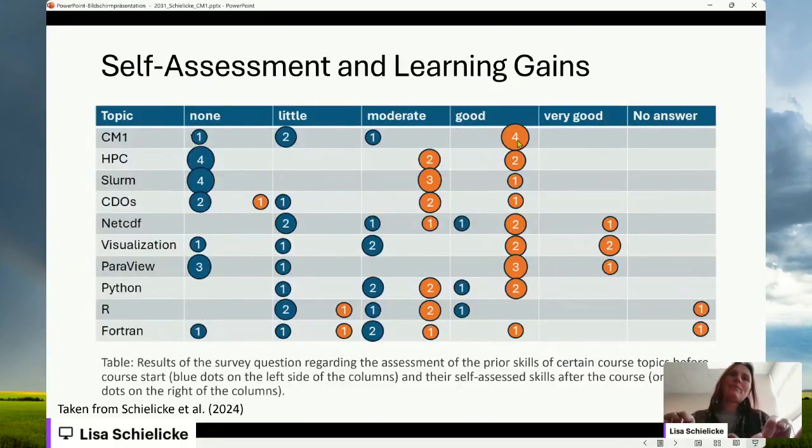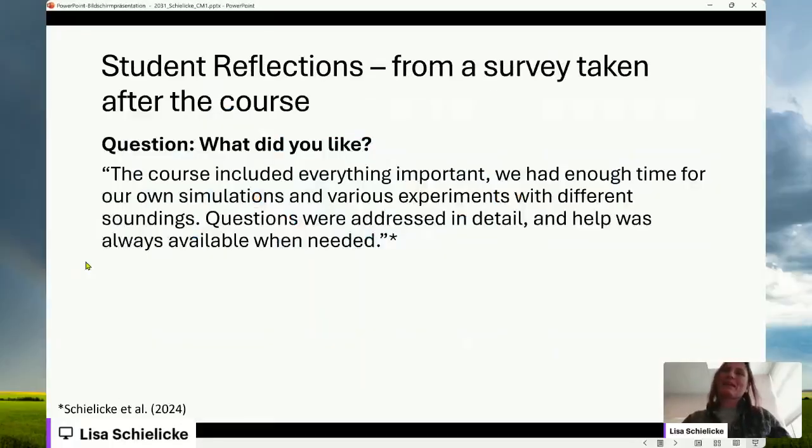And you see that we have a main shift in all of those topics I asked about. And even though CM1 is a very specific model, it also helped my students improve in topics that are not directly related just to this model, but will be related to other models, which gives them better career chances.